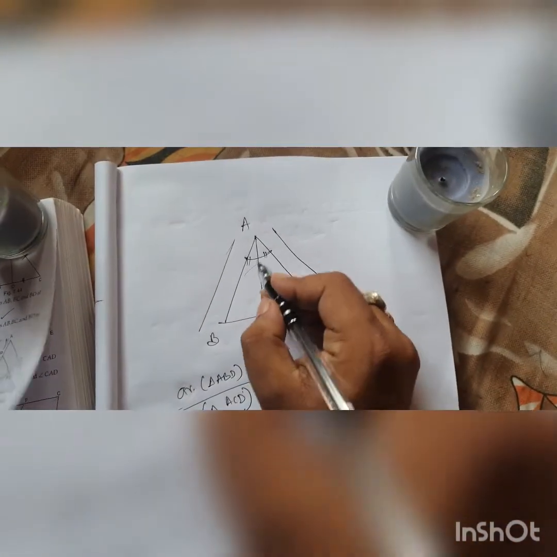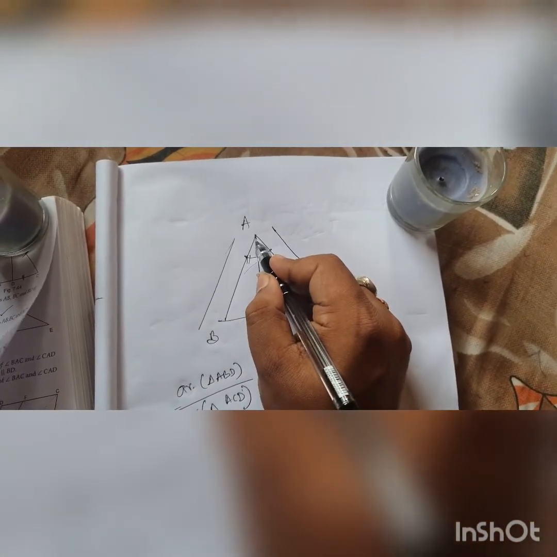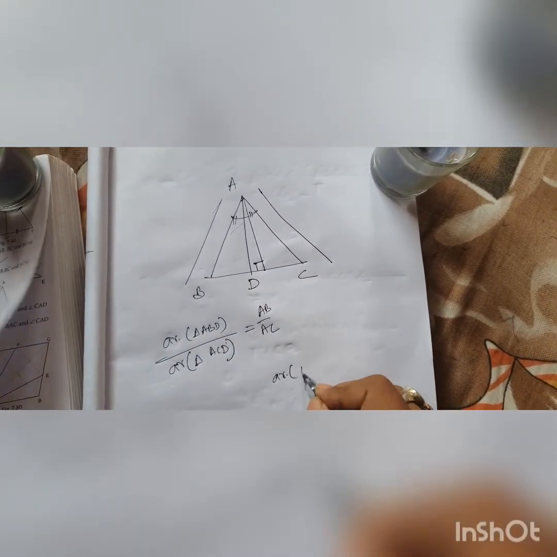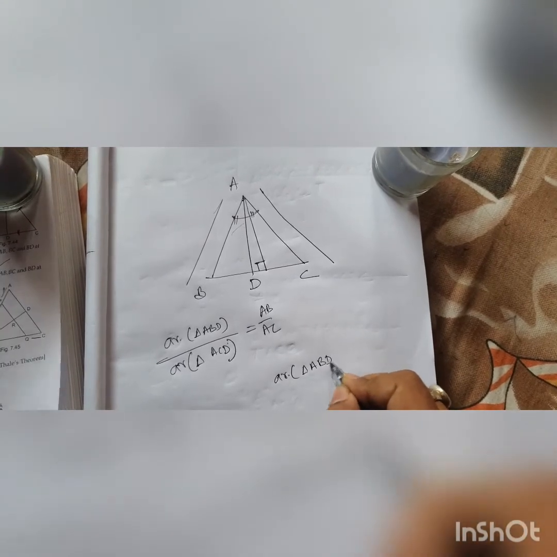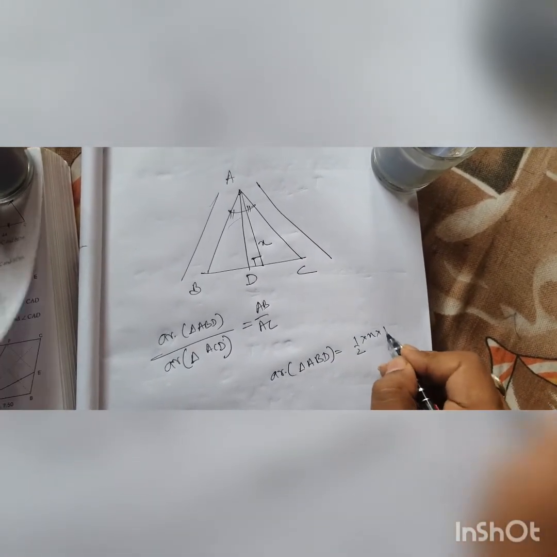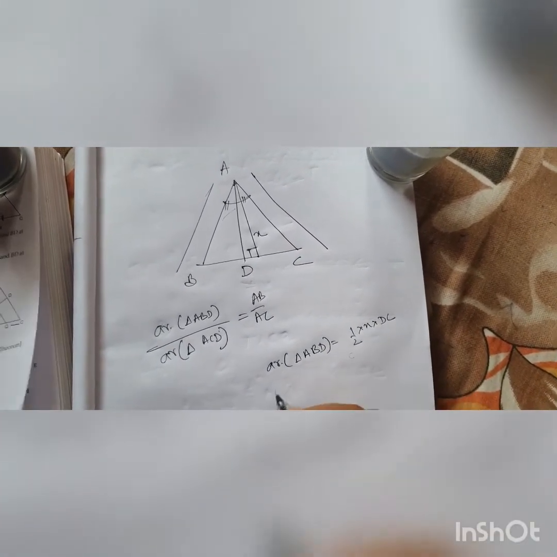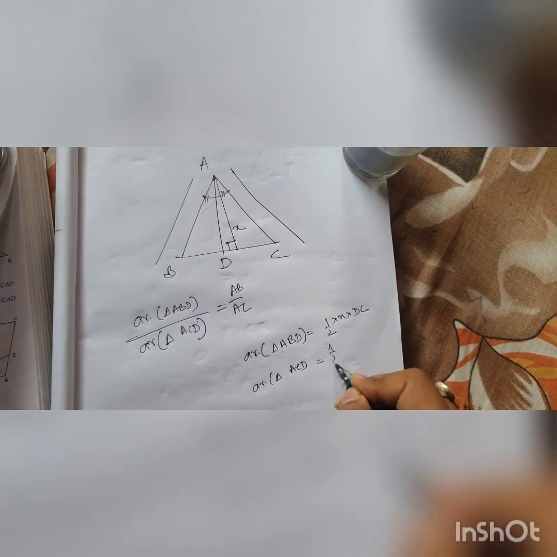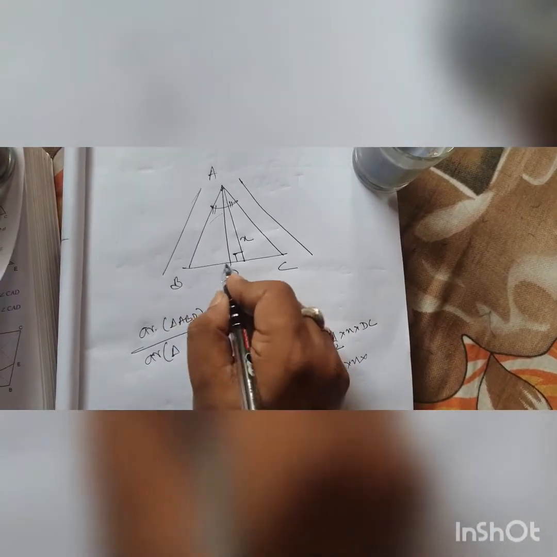Actually what you have to do is draw a perpendicular from here. So let this be the perpendicular, okay? Because they have said area, I will draw the perpendicular. Area of triangle ABD will be equal to half into, let the perpendicular be x, half into x into DC, half into base into height. And area of triangle ACD will also be equal to half into x into, but the base will be BD.